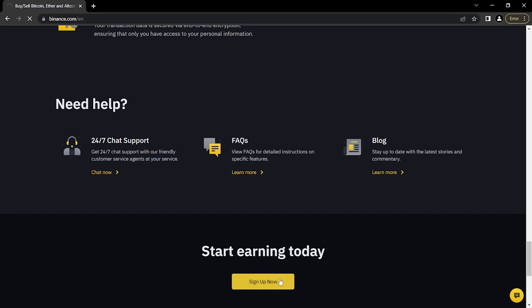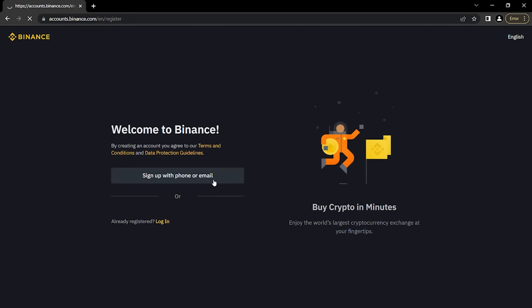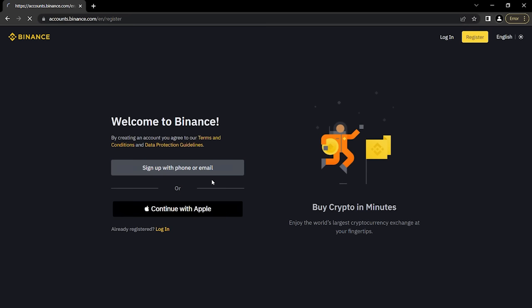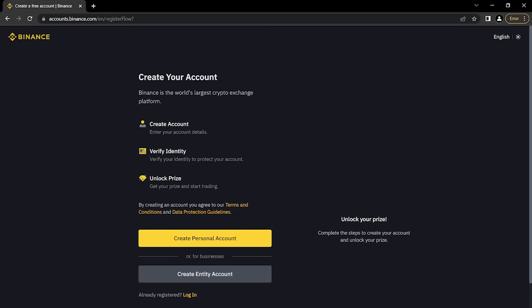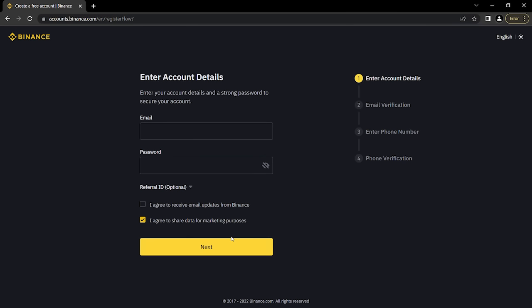Let's get started and create a Binance account. Use the link in the description to get started. Click on sign up now. Click on sign up with phone or email. Select your country and enter your account details.